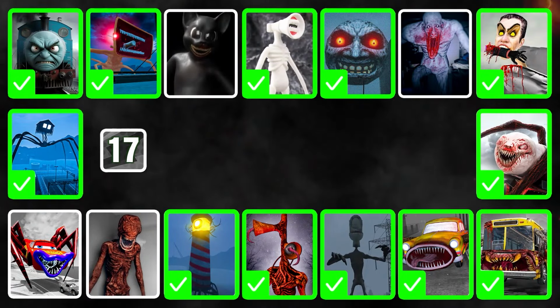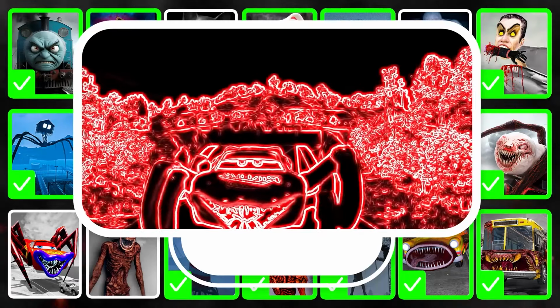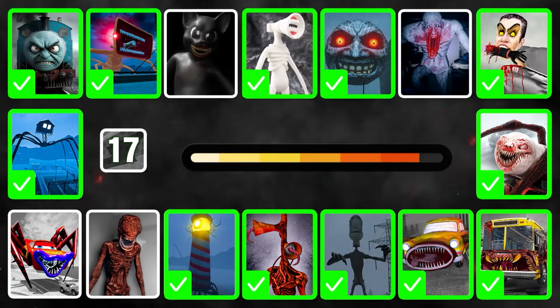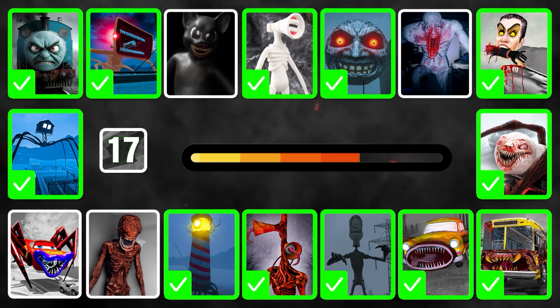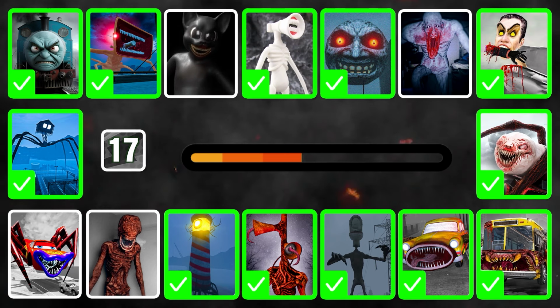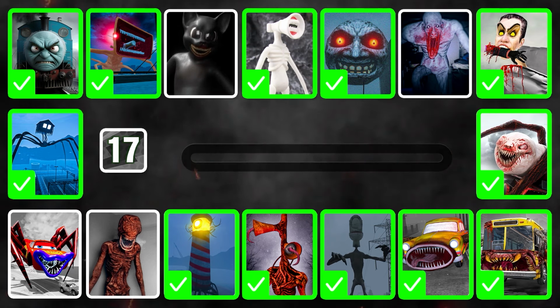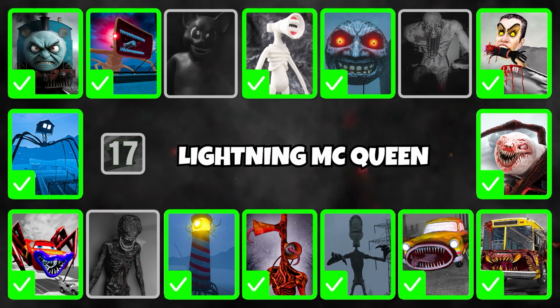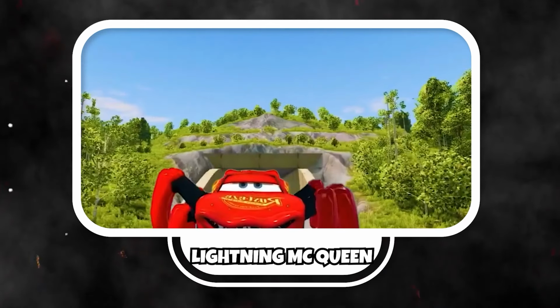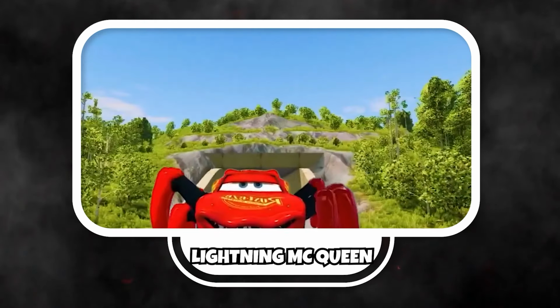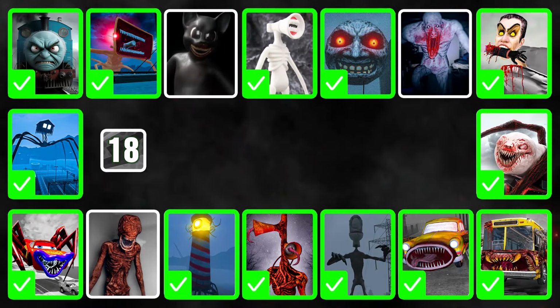Round 17. Who is dancing? Lightning McQueen. Last question.